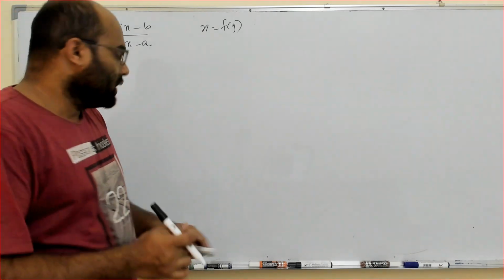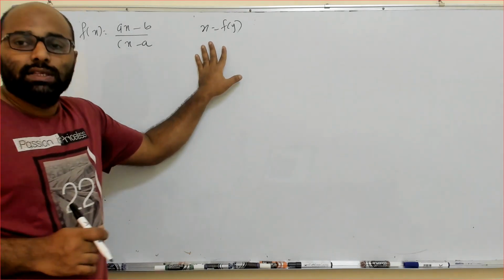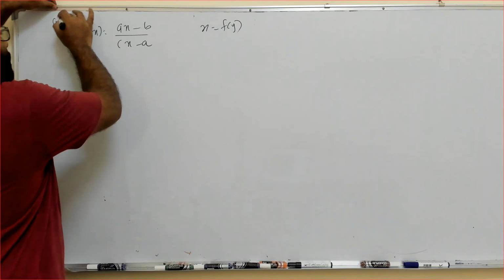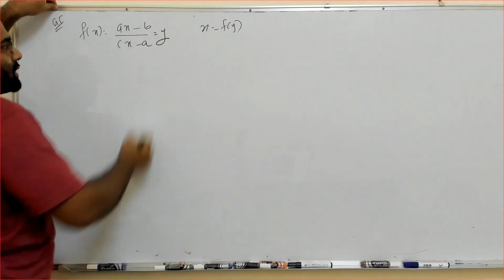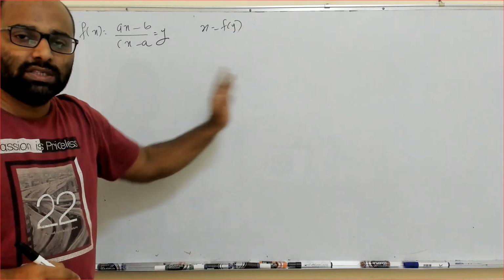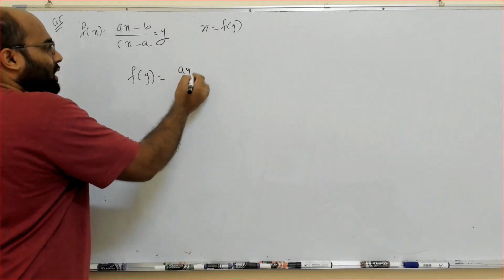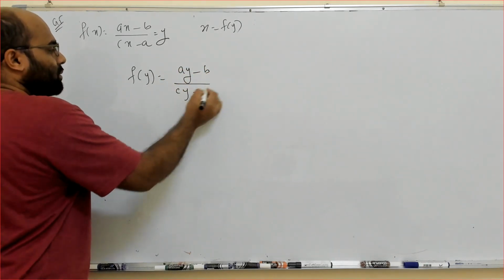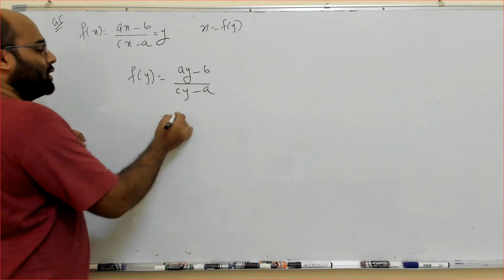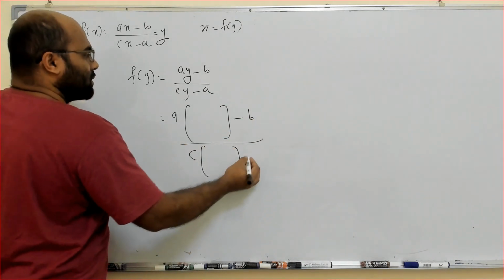What's the question? If f of x equal to ax minus b by cx minus a, prove that x equal to f of y. This is the same question only. So I told you this we can write as y also. So x equal to f of y we want to show. You can try, I'm just writing it. So f of y equal to ay minus b by cy minus a. Just x I replaced by y. So a into this one minus b by c into the same thing minus a.